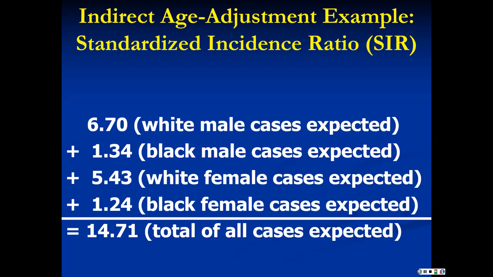Now that's the number we would have expected. So in our small rural Indiana county that I made up, Petunia County I think I called it, we were expecting to see 14.7 cancer cases if the statewide rates for all of Indiana had applied to the age groups and the race-sex strata that existed in our small rural county.